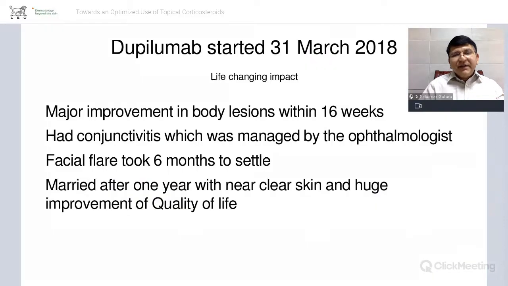And when we combine topical corticosteroids and dupilumab, we find really fantastic responses. And many of my patients have had life-changing results. If I tell the stories of most of my patients, almost all of them are very rewarding patients. So she finally got married and she was fine.